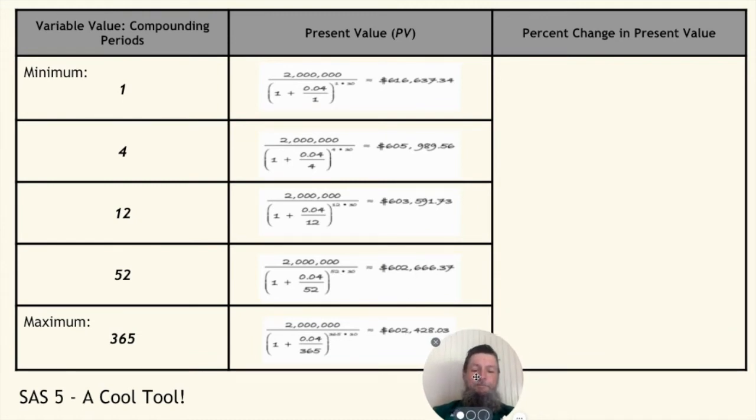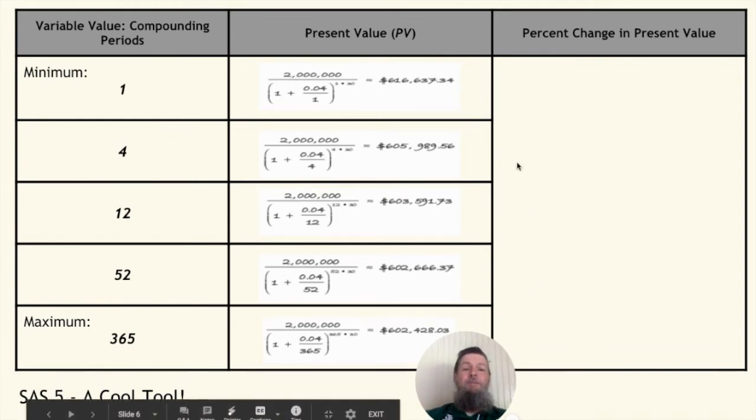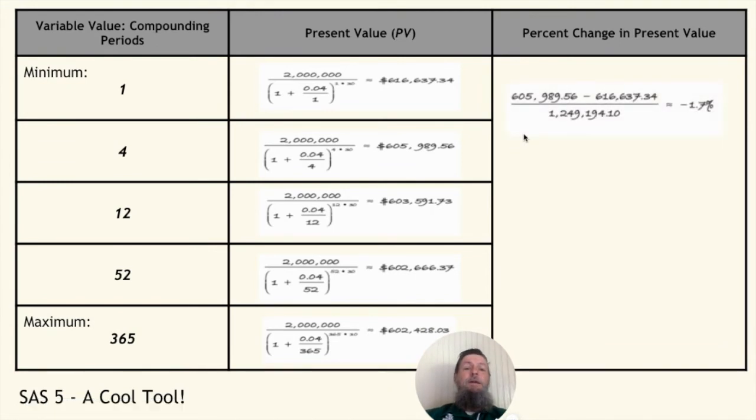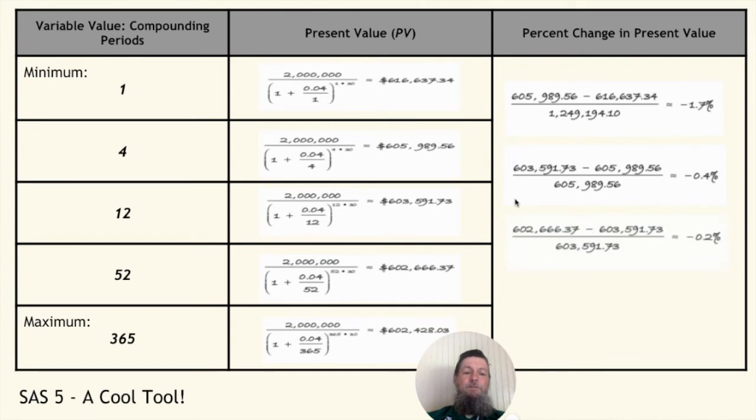Now we want to compare apples to apples, not apples to oranges. So we want to make sure we're looking at the change in present value in percentages. In this one, we only have a difference in percentage change of minus 1.7% from annual to quarterly. From quarterly to monthly, we have less than 0.5% change. The discount only went down less than 0.5%. From monthly to weekly, it went down 0.2%. And from weekly to daily, the change was negligible. It hasn't changed at all. So that really is not an effective way to raise your money.